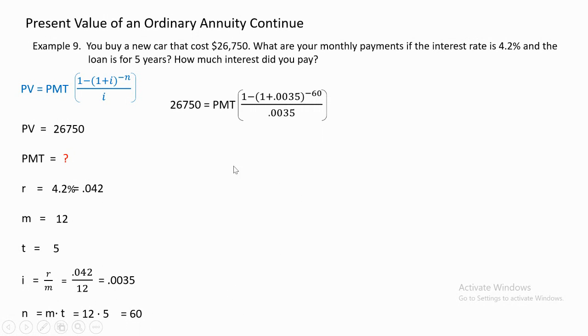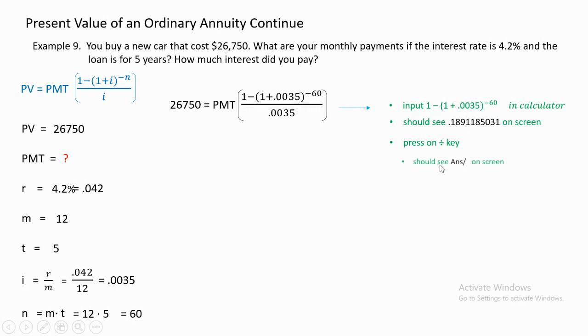There's my formula. So let's begin by using what I taught you, how to do it with a steady flow in the calculator. The first thing, we're going to input 1 minus (1 plus 0.0035) to the negative 60th power. The number in black is what we get, 0.1891185031. This is what you see on your screen. Then you're going to hit the division key. After you do that, this is what you see on your calculator, the answer with the division symbol. Then you're going to enter 0.0035 and then enter, and this is what you should see on your screen.